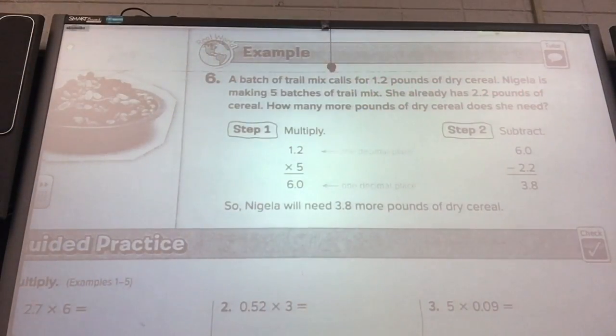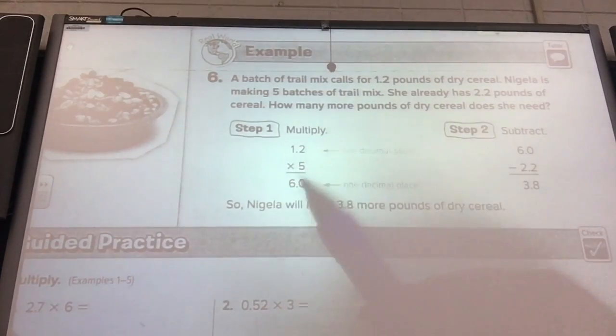All right, our guided practice today is on page 196. It's going to give us one more example that gives us the answer to. It says a batch of trail mix calls for 1.2 pounds of dry cereal. Nigella is making 5 batches of trail mix. She already has 2.2 pounds of cereal. How many more pounds of dry cereal does she need?